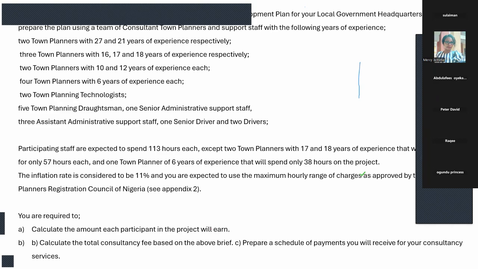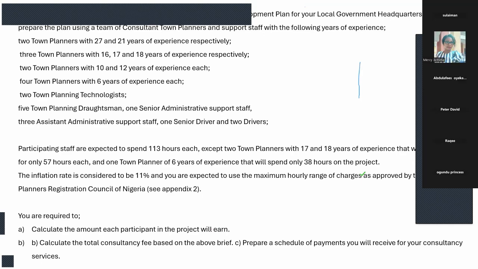They said your town planning firm has been awarded the contract of preparing a fiscal development plan for your local government headquarters. So you are to prepare the plan using a team of consultant town planners and support staff with the following years of experience. As I told you, they will only mention the years of experience, so you are the one that will categorize them and rank them.